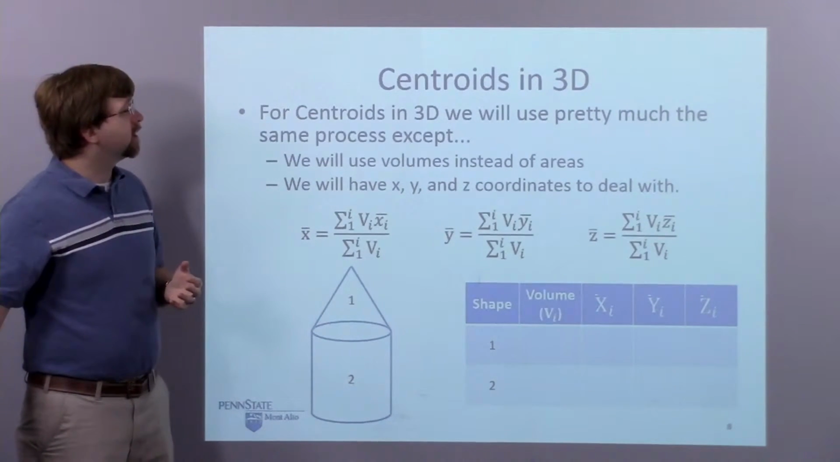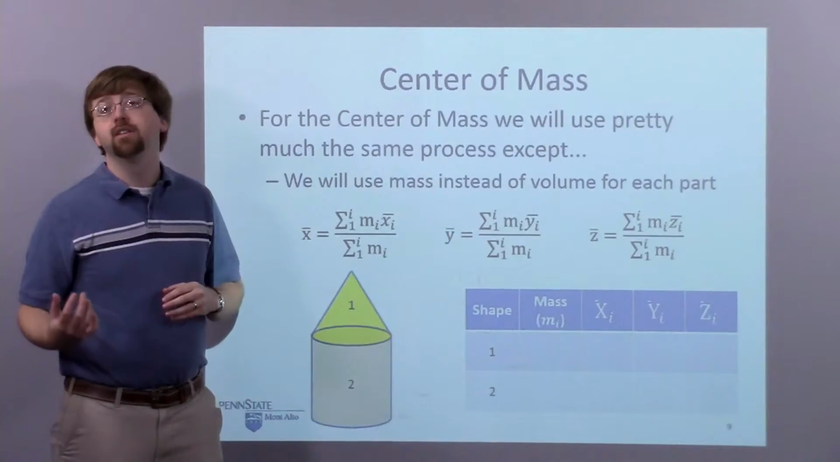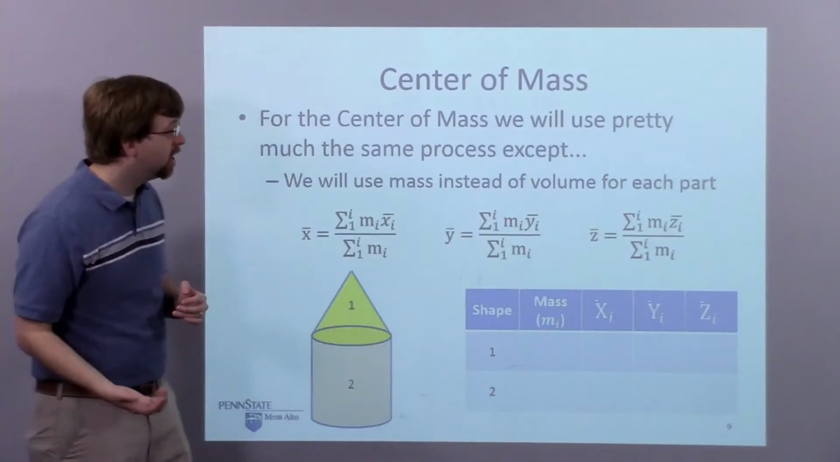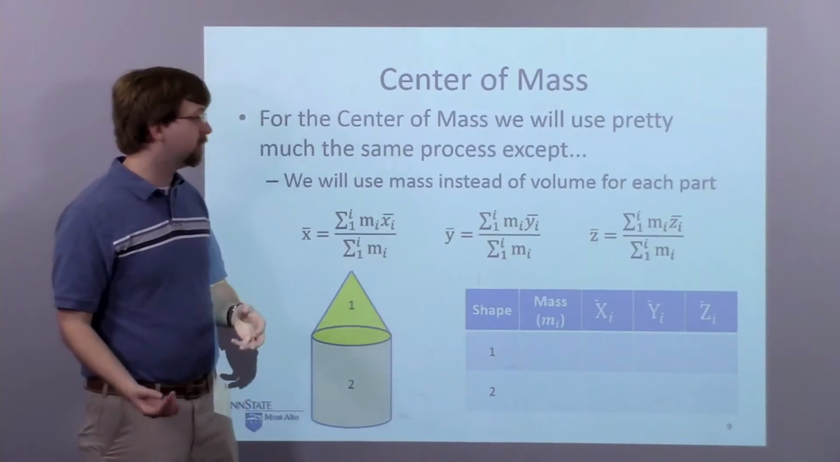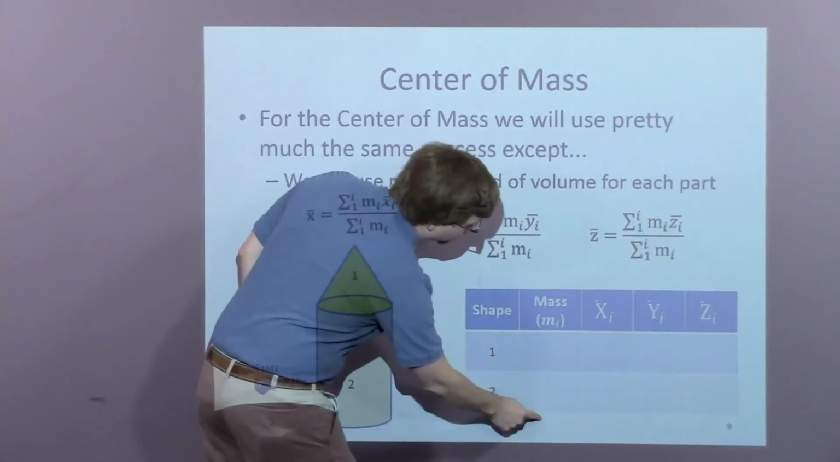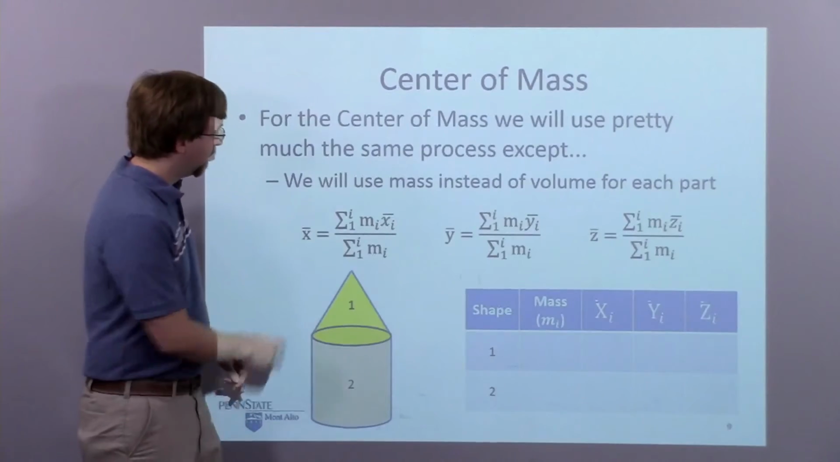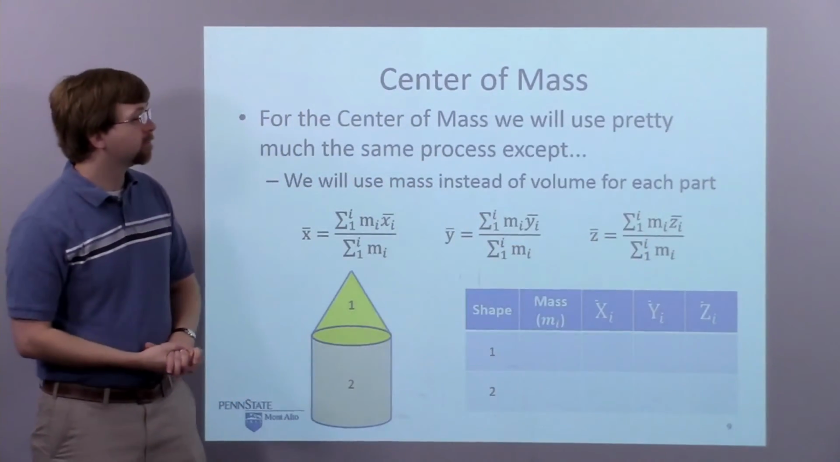Modifying this one more time, if I go to center of mass, there's really only one change between the 3D centroid calculation and the 3D center of mass calculation. And that's that I'm no longer going to deal with the volumes, but I'm going to deal with the masses. So it's going to be the masses in the table here for shape 1 and shape 2, and the masses in my calculations for the centroid.